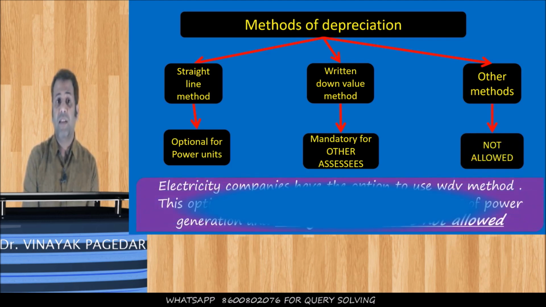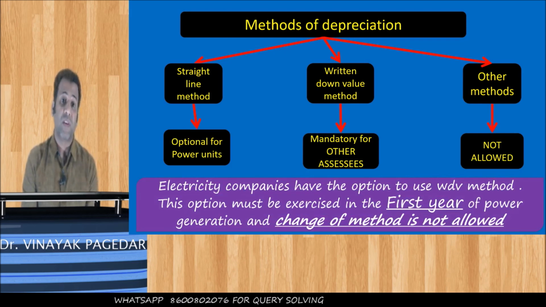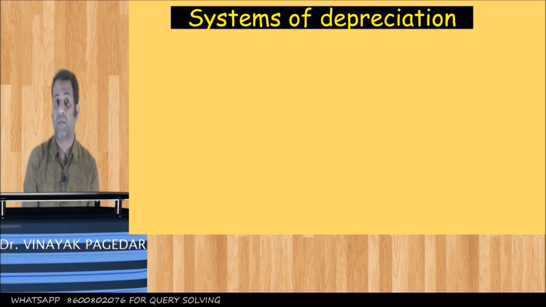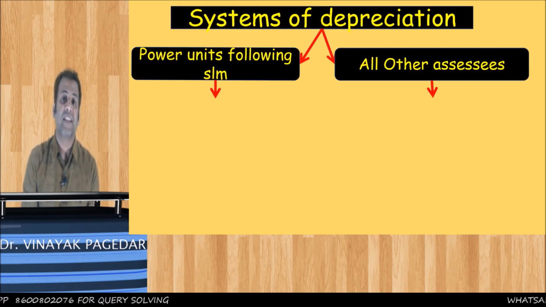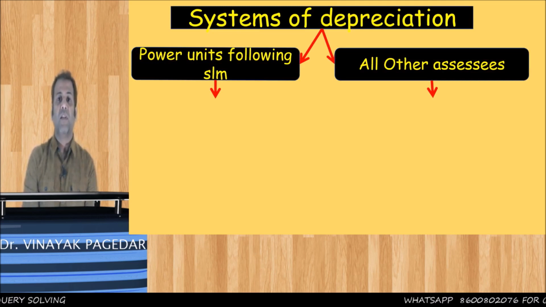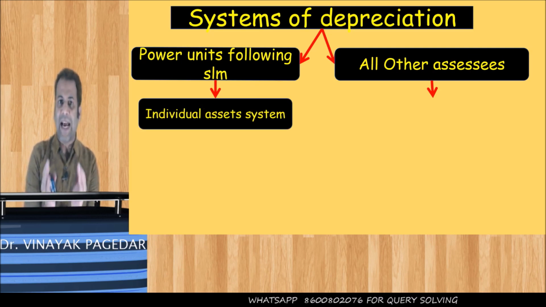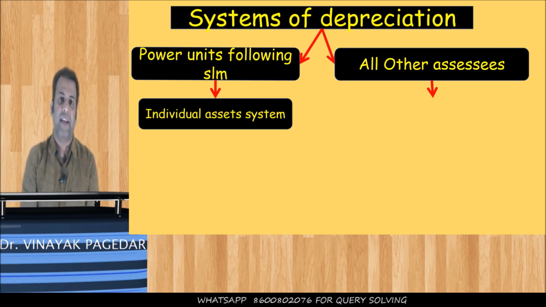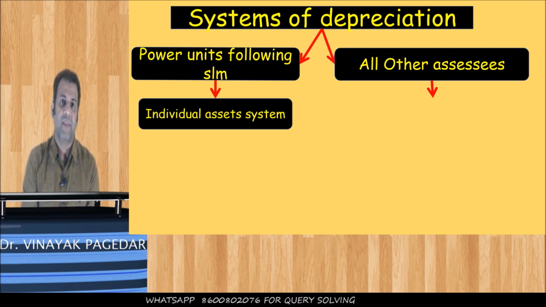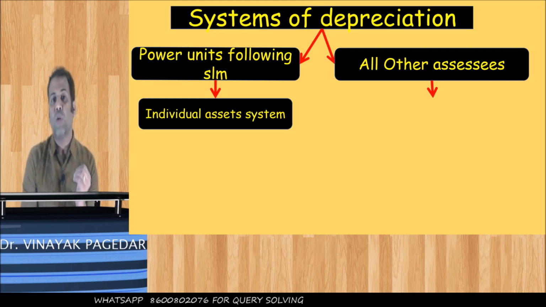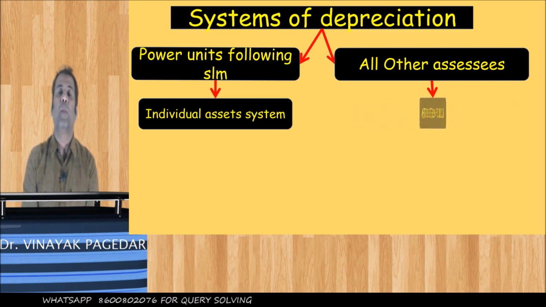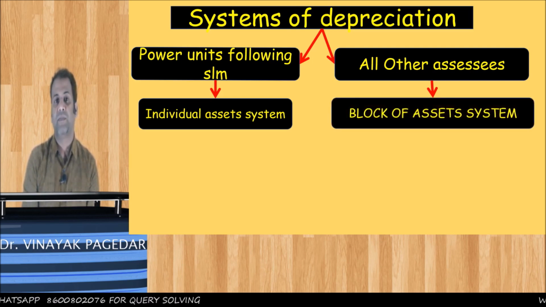Now, along with these methods, you have to look into a system. There are two main systems of depreciation. The electricity companies which have adopted SLM are allowed to depreciate assets on an individual basis. Each asset can be separately depreciated on the straight line method. But an assessee who does not follow SLM has to go by the block of assets system.